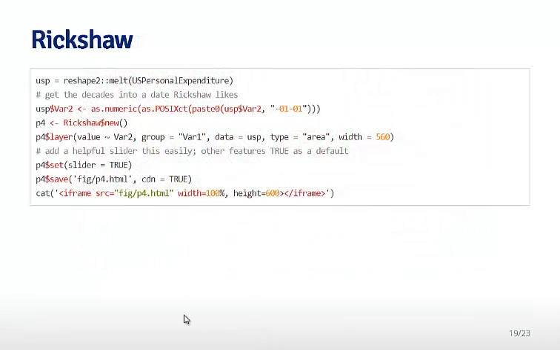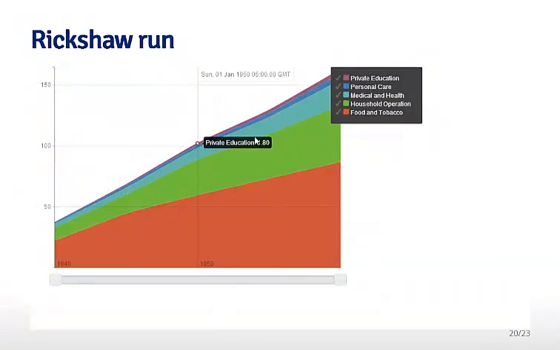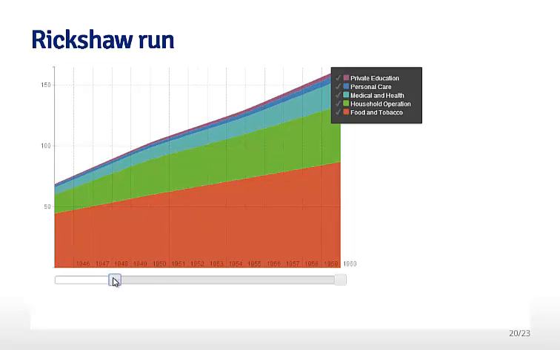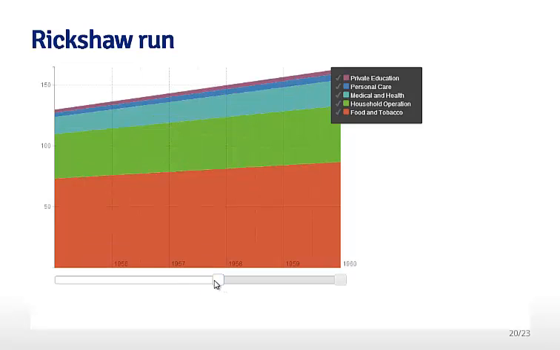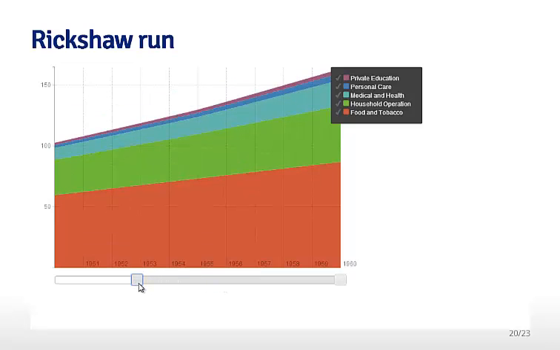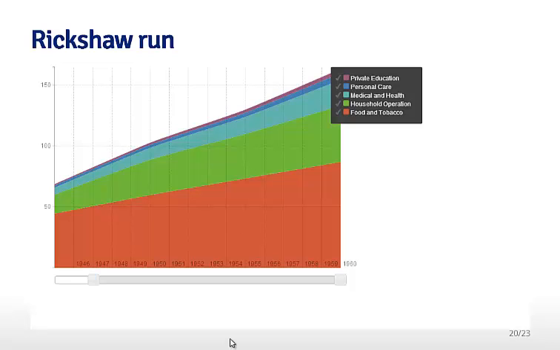Rickshaw is another one that he shows. You can go through the code, but you can get things like this. It has a nice little bit of interactive graphics, and then it has a slider, right? So you can slide over time and see how these continuous bar charts change over time. That's kind of nice.